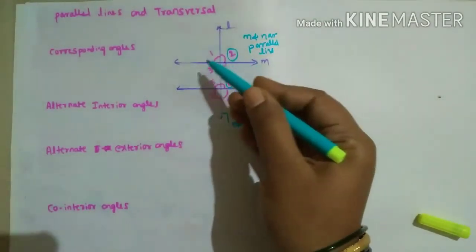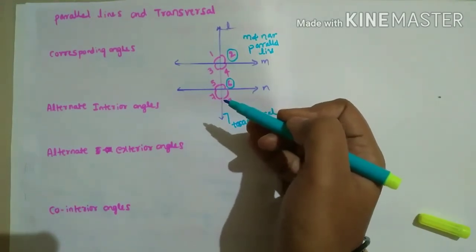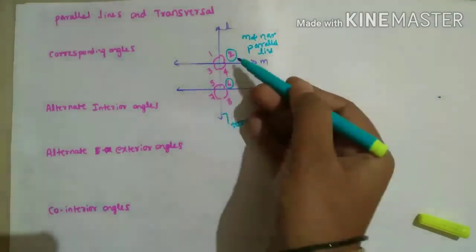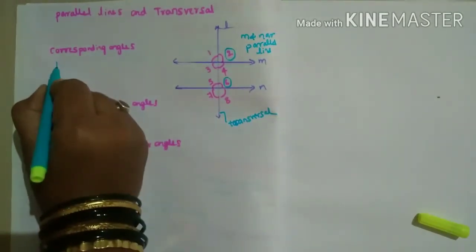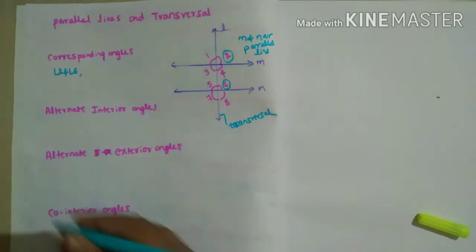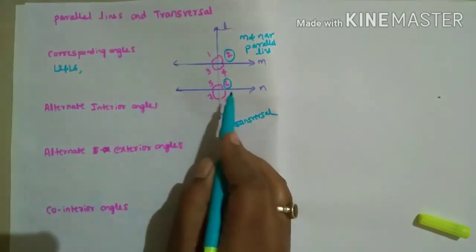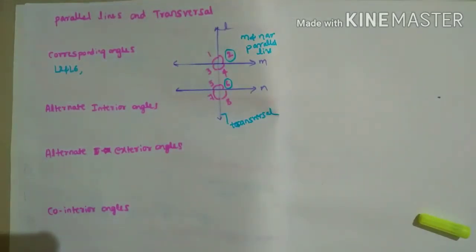Here totally we are going to get 4 pairs of corresponding angles. In that, the first pair is 2 and 6. Angle 2 and angle 6 are the corresponding angles, and these two angles are equal if the lines M and N are parallel. Remember always.